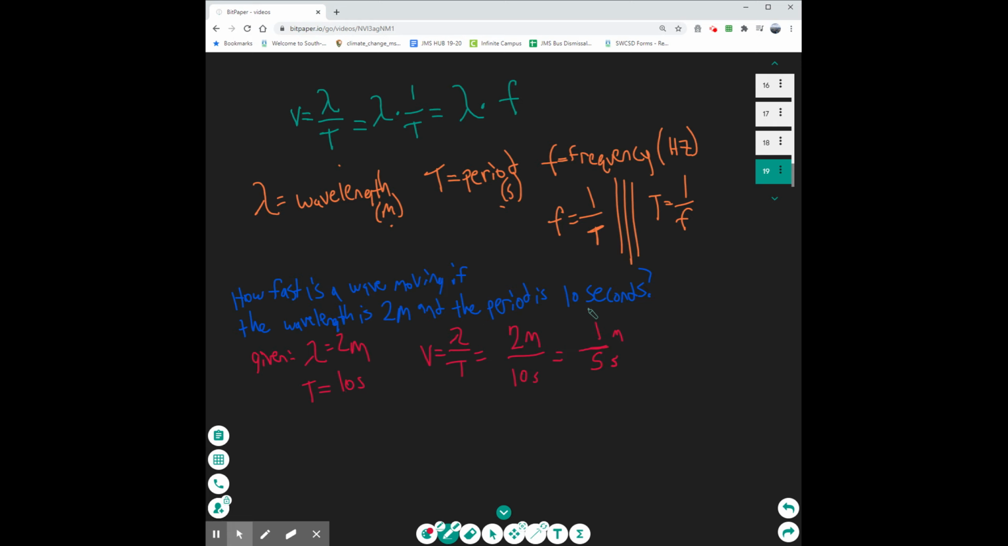Can we make this into a decimal? We can. You could write 1/5 meter per second, or use the calculator to do 1 divided by 5, or you could know that 1 is 20% of 5, so we write 0.2 meters per second as our velocity. Easy. That one was just plug and play. All we had to do was take the numbers, put them into the formula, and go.